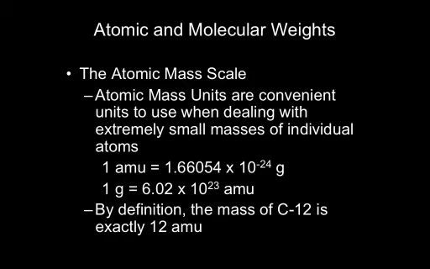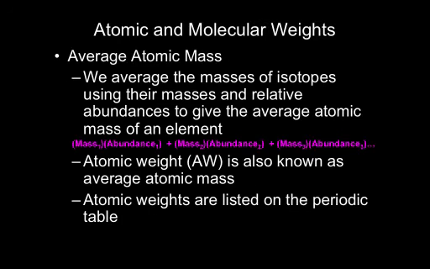So 1 gram is equal to 6.02 times 10 to the 23rd AMU. And then carbon 12, by definition, is exactly 12 AMU, so all of the masses are based on that carbon. When we're talking about molecular weights, on the periodic table, we know that most of those numbers are decimals because that is the average atomic mass of all the isotopes of a given element.